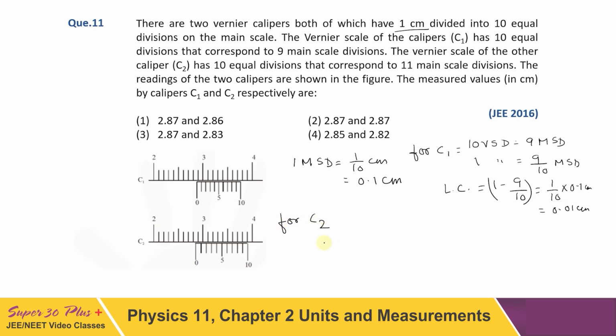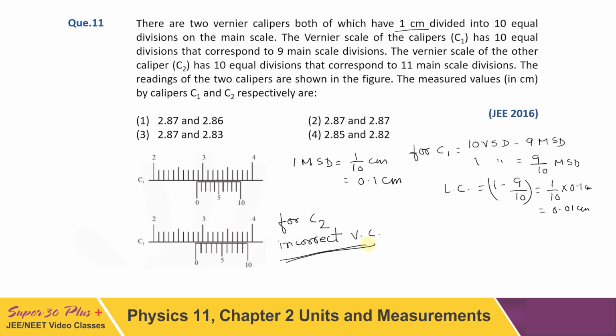the least count comes out to be negative, which is not correct. So C2 is not a correct vernier caliper, its scaling is incorrect. This is an incorrect vernier caliper. Now it is asking for the readings of the two calipers as shown here.